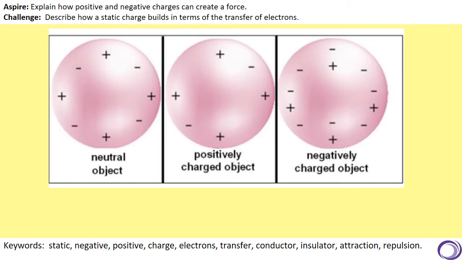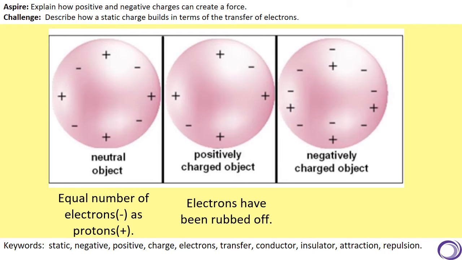So here we've got an example of a neutral object, a positively charged object, and a negatively charged object. On the neutral object, we've got equal numbers of electrons, which are negative, and protons. So on that diagram, we've got 1, 2, 3, 4 positive protons and 1, 2, 3, 4 electrons. Equal number, neutral object. Neutral means not one or the other. The middle one is a positively charged object. So here we've got 1, 2, 3, 4 protons still, but we've lost a couple of electrons.